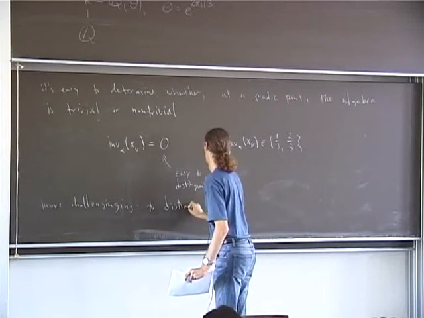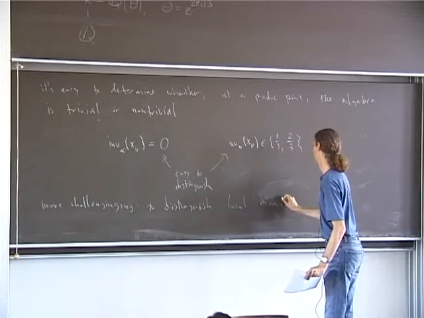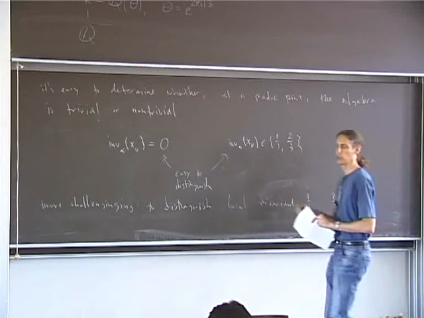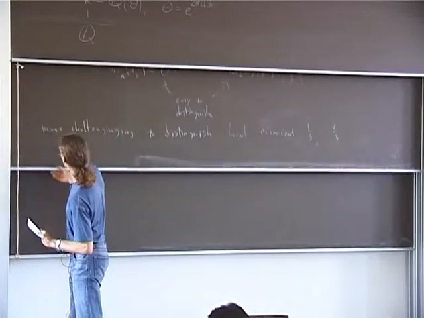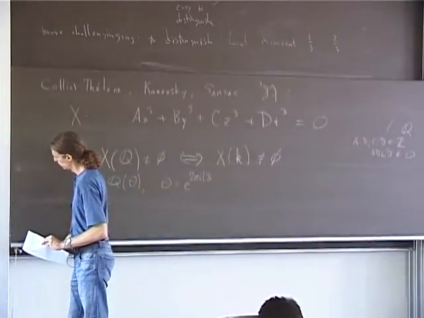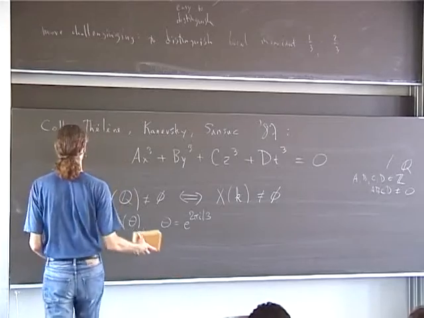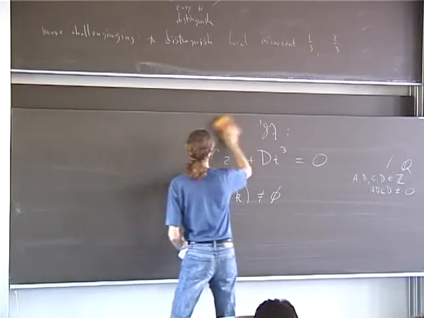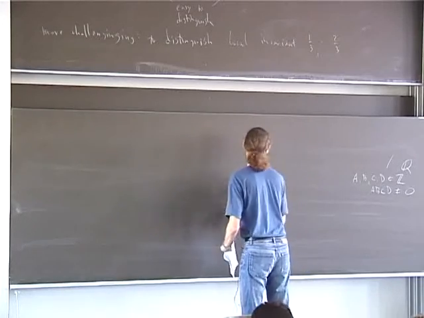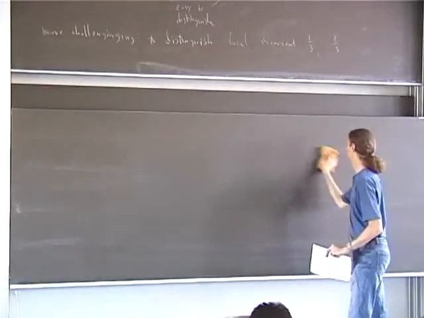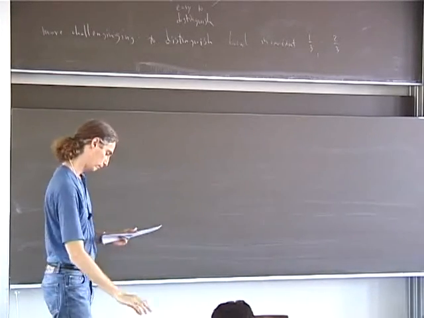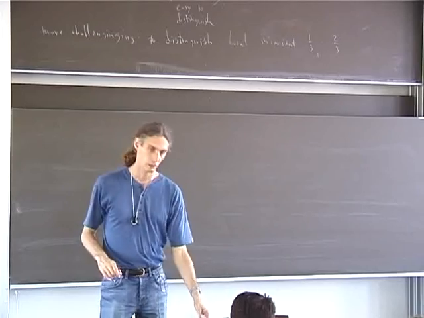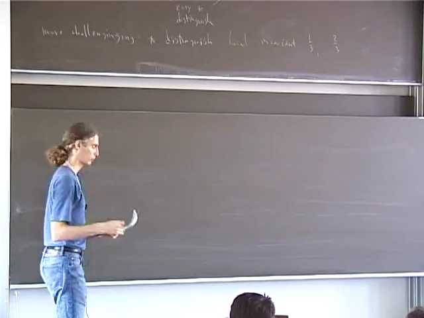To distinguish local invariant 1/3 and 2/3. So I'll explain one approach to doing that. Okay, so we need two preliminary bits. Yeah, so how you get a central simple algebra from co-cycle data.